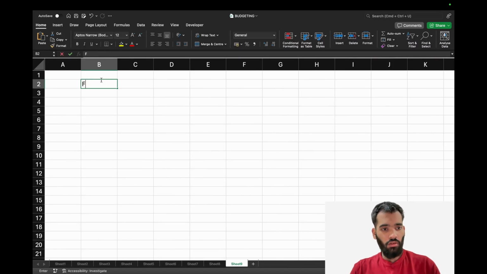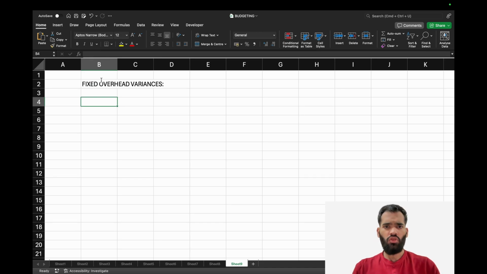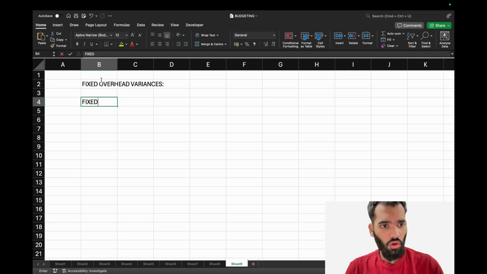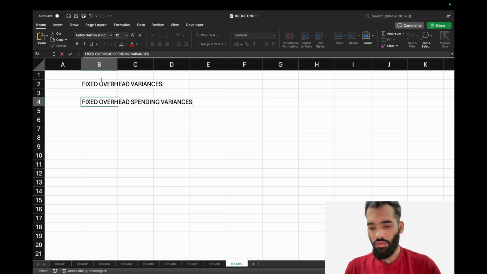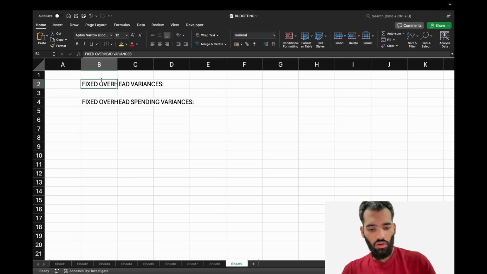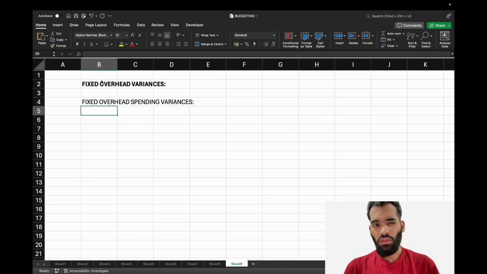Now we have the last category, which is called fixed overhead variances. In fixed overhead, you just have to know two different variances. So there's something called fixed overhead spending variance. Now, the formulas for fixed overhead are a bit different than the other things we've learned so far. Just to let you know that upfront, so you are careful with fixed overheads.